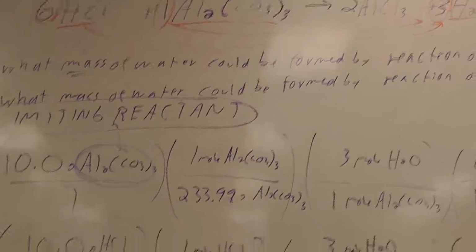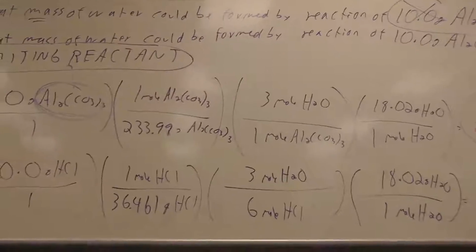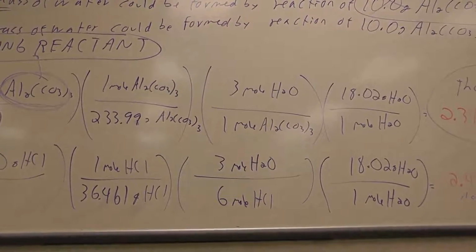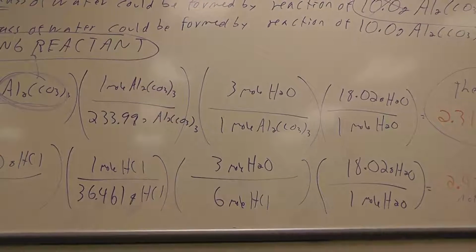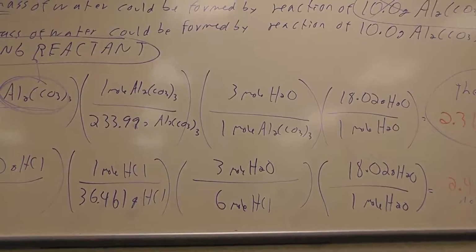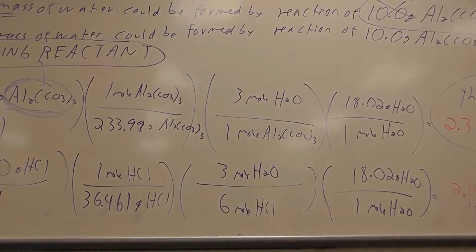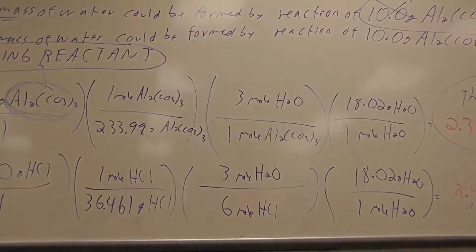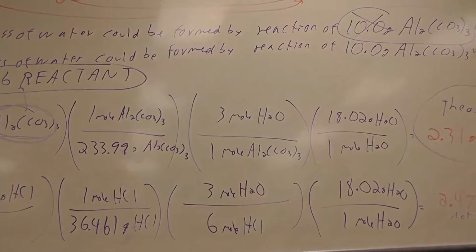We'll use up all of our aluminum carbonate. We'll have some hydrochloric acid left over, and if everything goes perfectly, we'll have 2.31 grams of water. Capital if. Any question about that? Do you see how that's only a very small modification of that first original problem? It makes limiting reactant problems longer than the regular ones, but not a different method. Maybe that will help you.